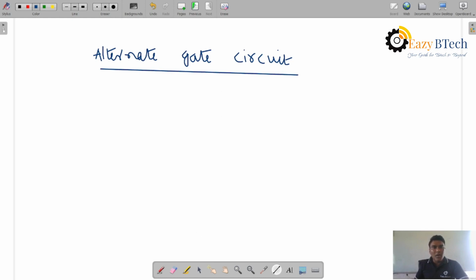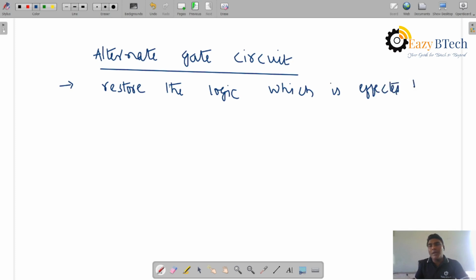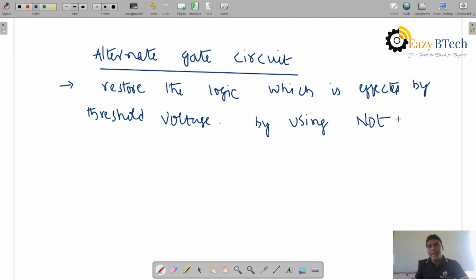We go for the alternative gate circuit, using the basic gates. So, by using the basic gates, we restore the logic, the logic which is affected by threshold voltage. We restore the logic which is affected by threshold voltage by using a NOT gate, an inverter.